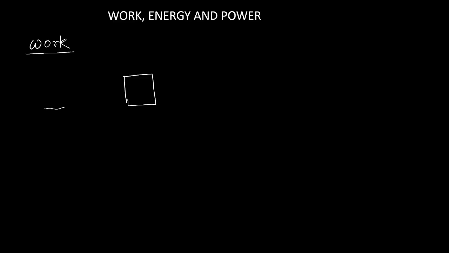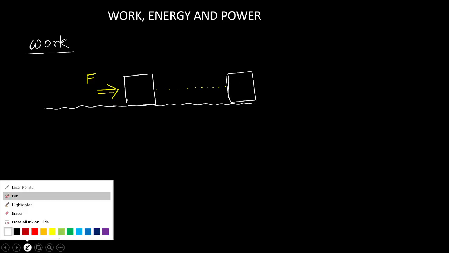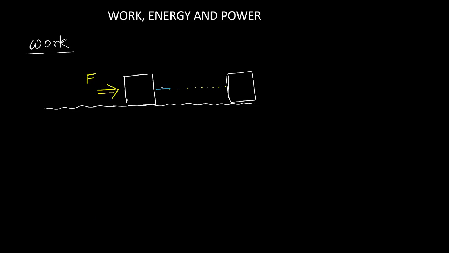Suppose there is an object, it is placed on a surface. Suppose I am applying a force. Let me start with a simple case. I am applying a force like this, horizontally. I am applying a force F. As a result, the body has got a displacement, say D. I am starting with a simple case. The more general case I will discuss later.